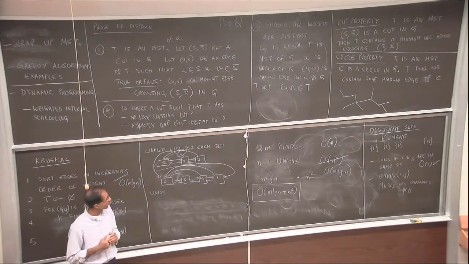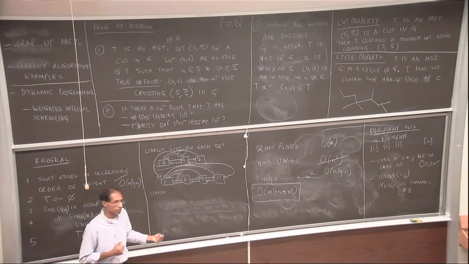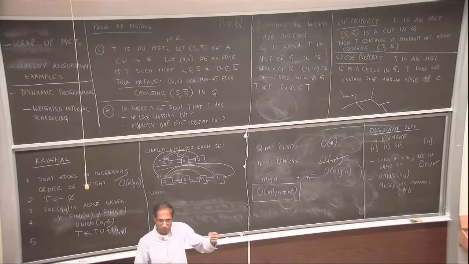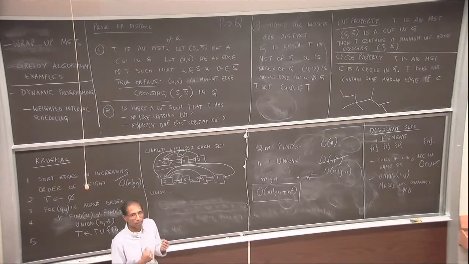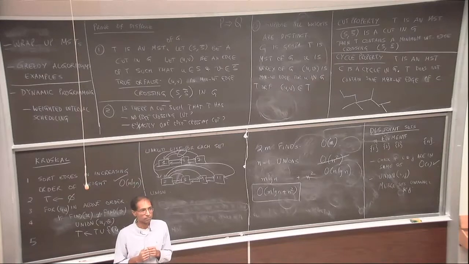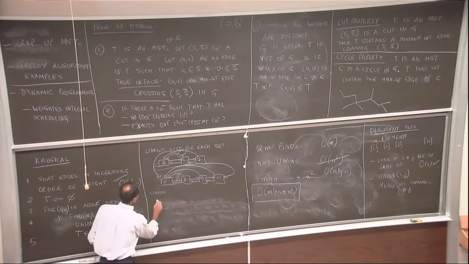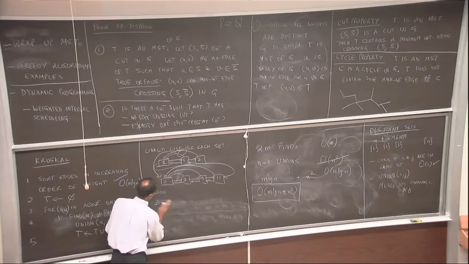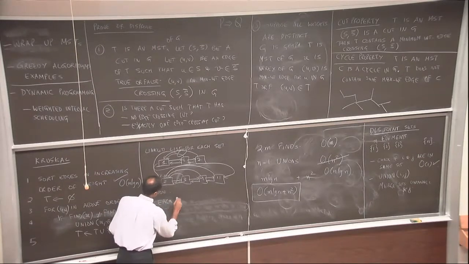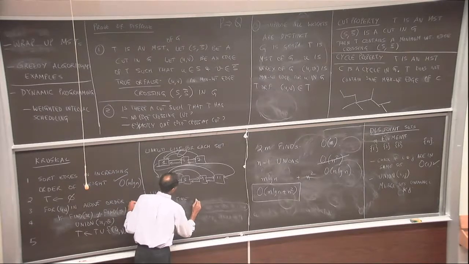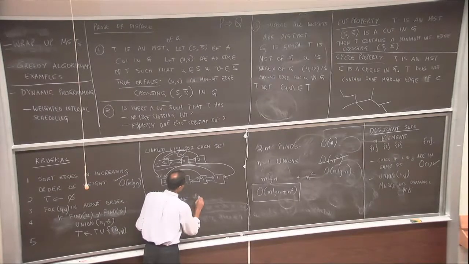Let's see what's going on. Every time I change the head of a vertex, what happens to the size of its set? At least doubles. Every time I make a change for its head, it at least doubles. So how many times could I possibly be changing its head? Log n times. So the number of times, each time, the head pointer.